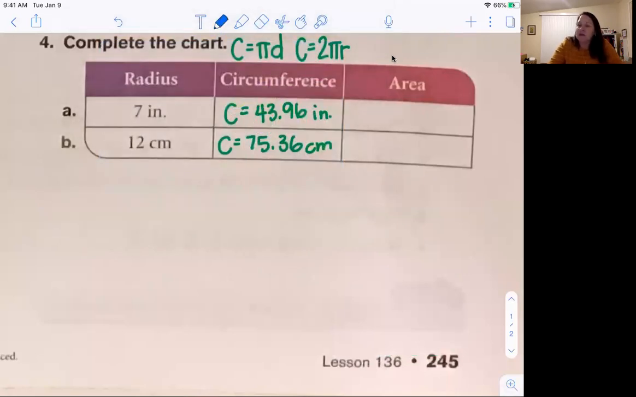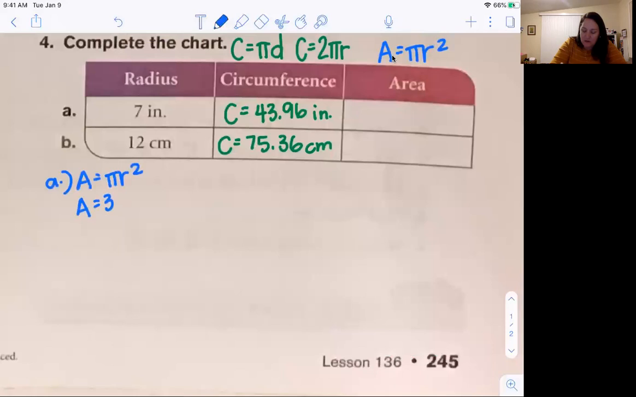So now we're going to move on to area. What is the area of a circle? The area equals pi times radius squared. So let's look at A. I have area equals pi r squared.